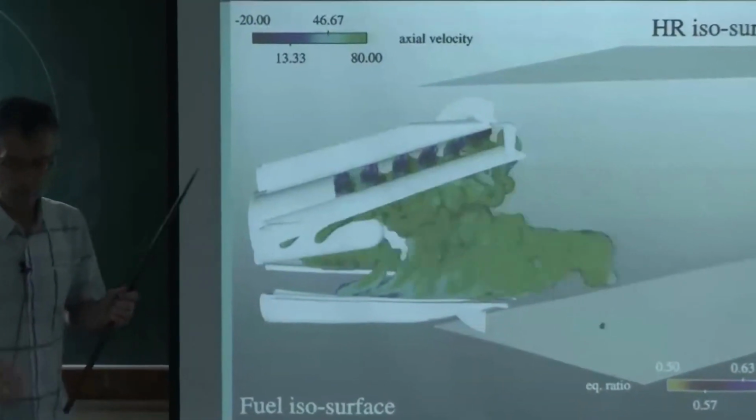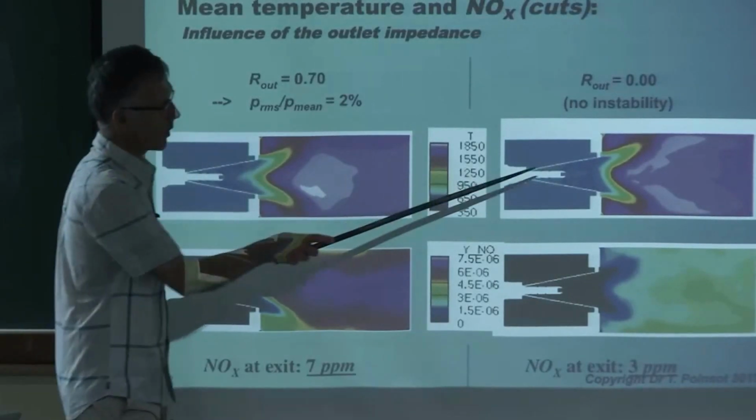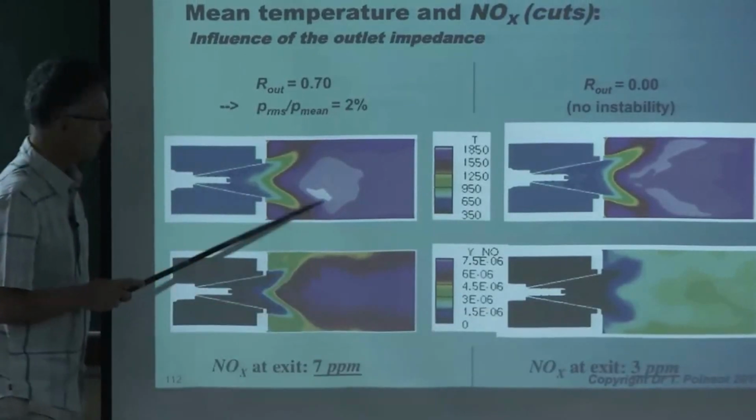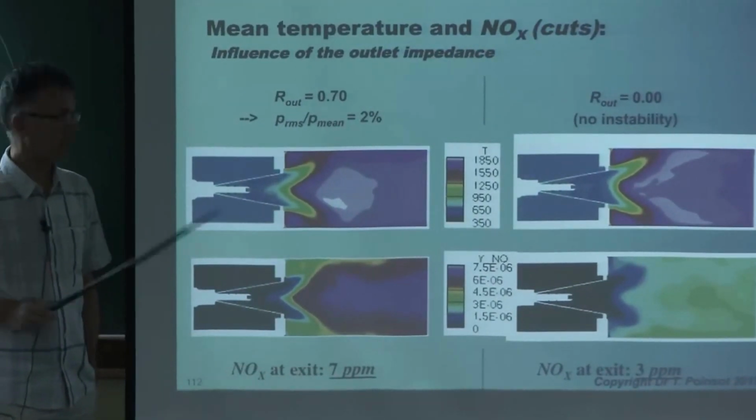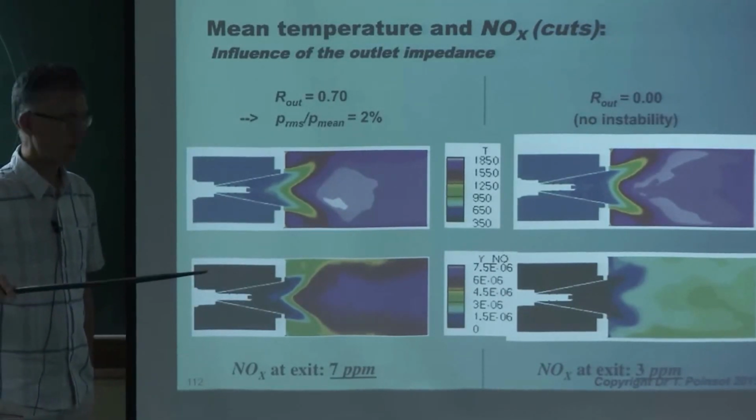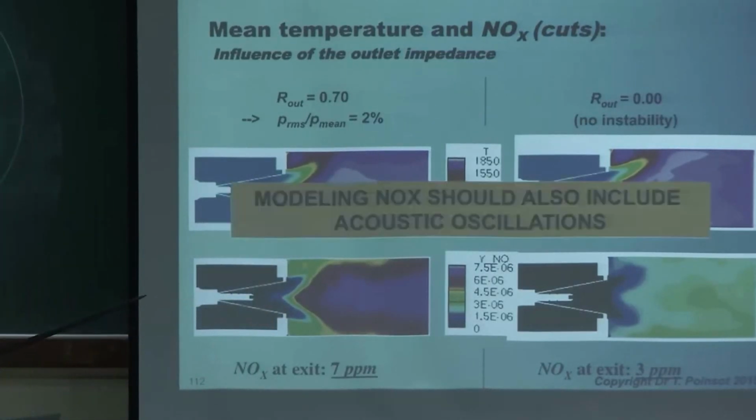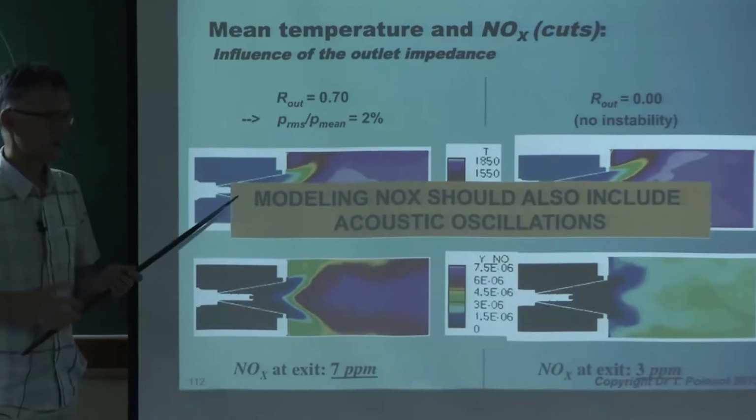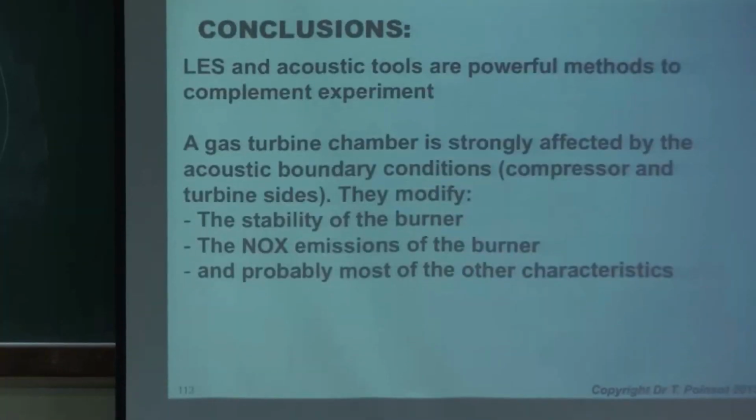And again, if you average it now, this is what you find. If you have no unstable mode, you have this level of NOx, 3 ppm. But if you have instability, you have 7 ppm because of what I said when I started. If the flow is oscillating, temperature is oscillating, you do more NOx on average than if you're not oscillating. So again, that suggests here that if you want to model NOx in a consistent way, you need not only heat losses, you also need acoustic conditions, acoustic boundary conditions.